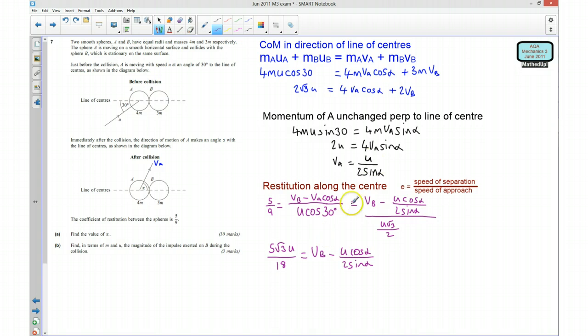Okay, and I've got an equation for VA over here, so I'm also going to aim to get an equation for VB over here. So that means that VB must be equal to this plus this. So VB is equal to 5 root 3 u over 18 plus u cos alpha over 2 sine alpha.